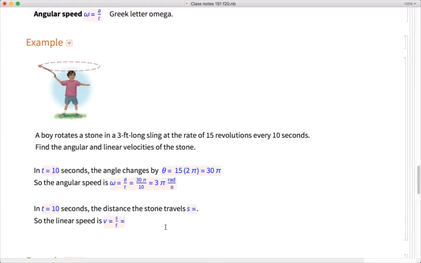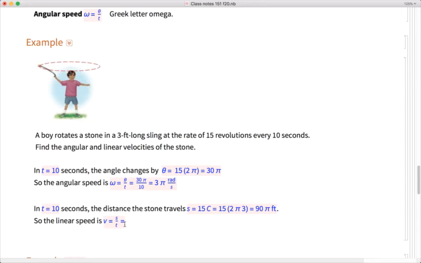Okay, and now we want the linear velocity. So this time what we do is measure the actual distance that the stone has traveled. There have been 15 revolutions, and in each revolution, the stone goes around the entire circumference of the circle. So I'm going to put in C for circumference, and then remind us that the circumference is 2 pi times the radius. The radius is 3. So when this all washes out, I think this is 90 pi feet.